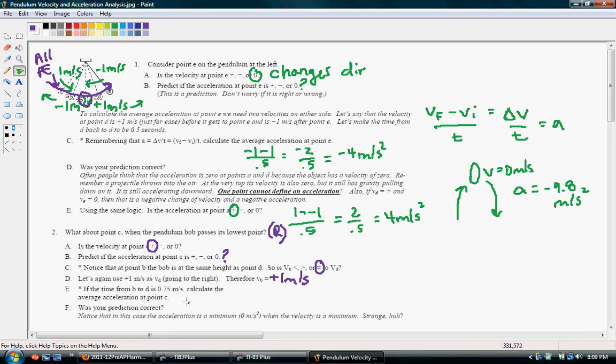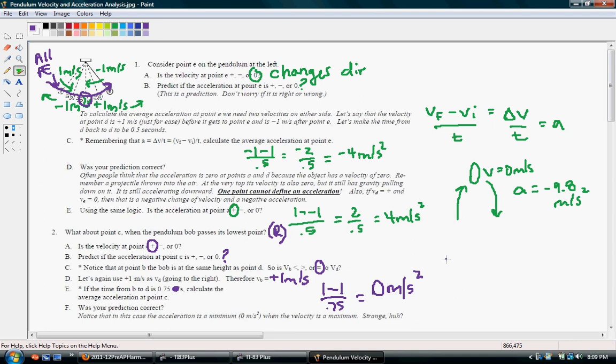If the time from B to D is 0.75 seconds, calculate the average acceleration. Okay, so our final velocity is 1, minus our initial velocity of 1, over 0.75. Well, 1 minus 1 is 0. It doesn't really matter what you're dividing it by. Your acceleration is 0 meters per second squared. So is your prediction correct? Notice that in this case the acceleration is at a minimum, 0, but the velocity is at a maximum.